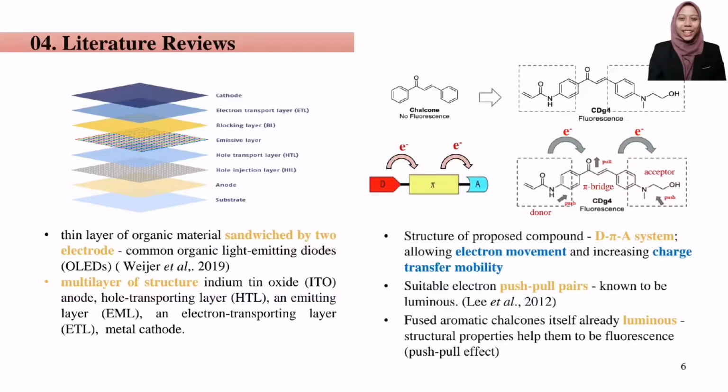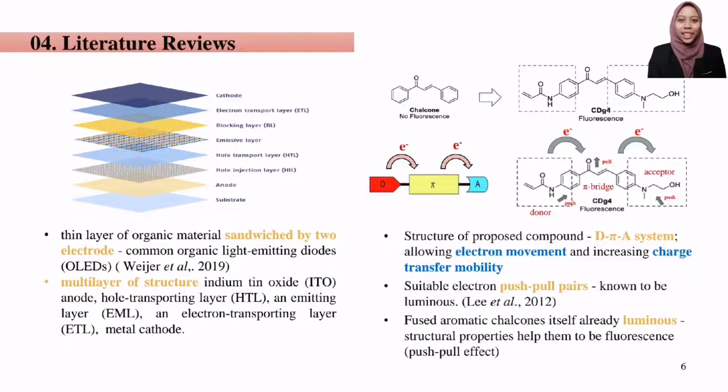In this study, according to Weja et al. 2019, a thin layer of organic material sandwiched by two electrodes is a common fundamental construction of an OLED. In order to attain high performance and discover their potential, an efficient OLED must have a multi-layer structure that contains ITO or anode, hole transporting layer, an emitting layer, an electron transporting layer, and also a metal cathode.